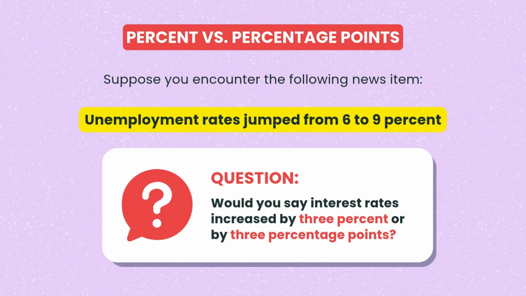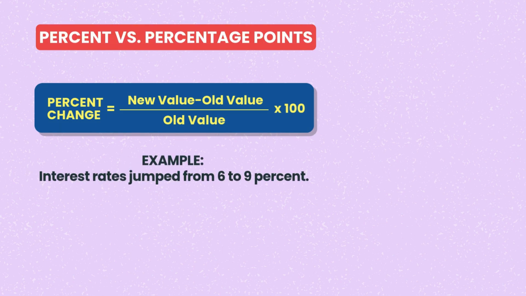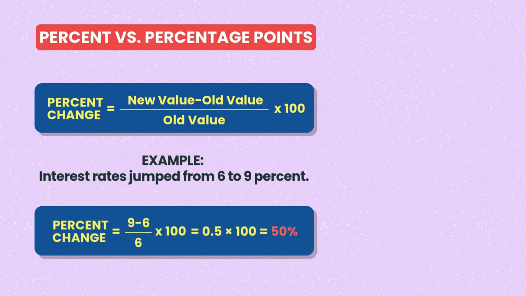But then again, let's recall, how do we find the percent change? Percent change is computed as the new value minus the old value divided by the old value multiplied by 100. So, if you want to determine the percent change, you don't simply subtract the old to the new. You have to use this formula. Going back to our example, interest rates jumped from 6 to 9%. So, plugging in the values, we would see that we have indeed a 50% increase.